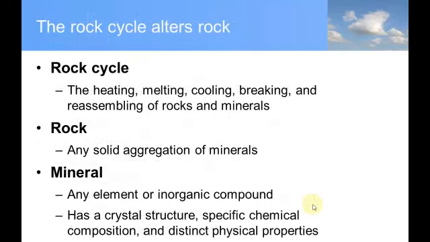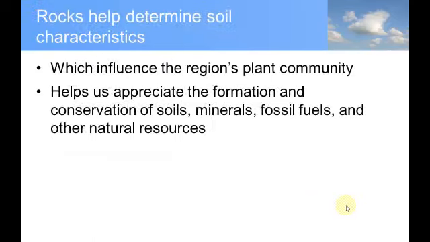A rock is any solid aggregation of minerals. A mineral is any element or inorganic compound that has these three things: a crystal structure, a specific chemical composition, and distinct physical properties. And minerals are constantly forming new rocks through what's known as the rock cycle, which is through heating and melting and breaking apart and reassembling rocks and minerals to build new rocks.